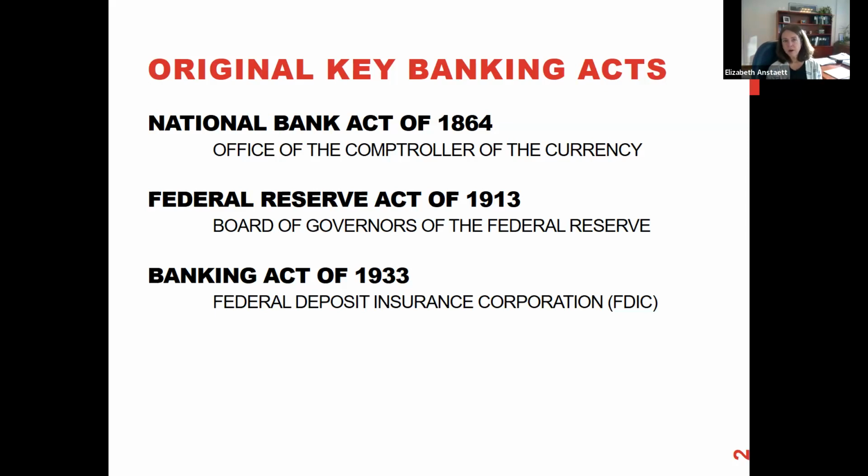And each of these laws came after or at a time of crisis. The National Bank Act, during our early days of a country needing national banks and a national currency. The Federal Reserve Act after some crashes in the stock market, and the Banking Act of 1933 after the Great Depression.